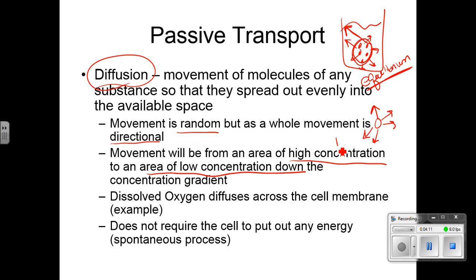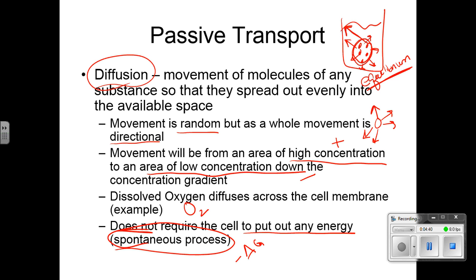And I designate this as plus and minus. Down the concentration gradient. Dissolved oxygen diffuses across the cell membrane. That's an example. It does not require the cell's input of energy. Okay, so it's again a spontaneous process. It would have a negative delta G if it were a chemical equation.